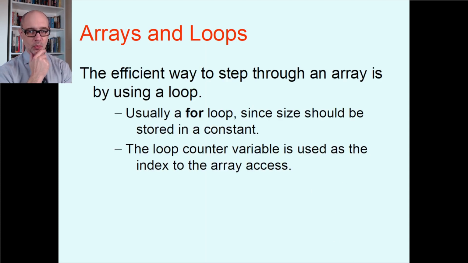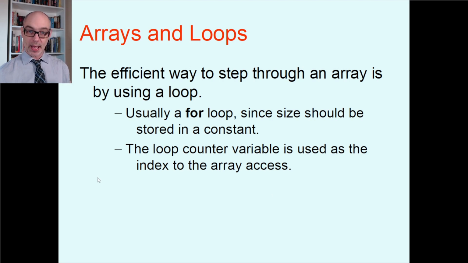So the efficient way to step through an array, whether you're doing input or output or something else, is to use a loop. Usually we're going to use a for loop because you're going to know the size of the array in advance and you're going to have stored it in a named constant. So that'll be very convenient. Remember, for loops are specialized for count-controlled loops when you know in advance how many things you're dealing with. If you didn't know how many things you had, then you'd have to use a while loop. But for arrays, you're going to know what their size is, so you'll usually use a for loop for that, and it will be very nice.